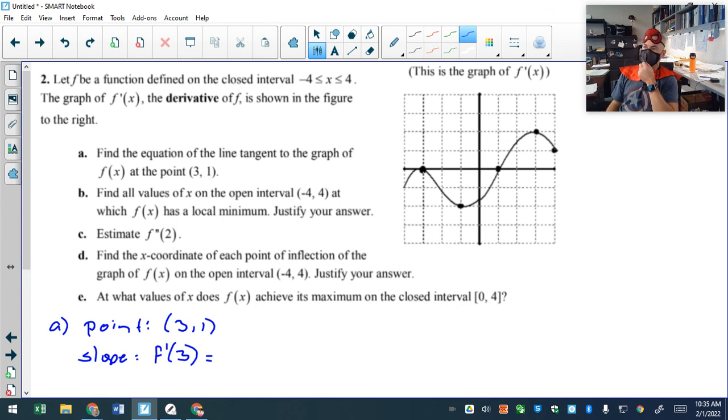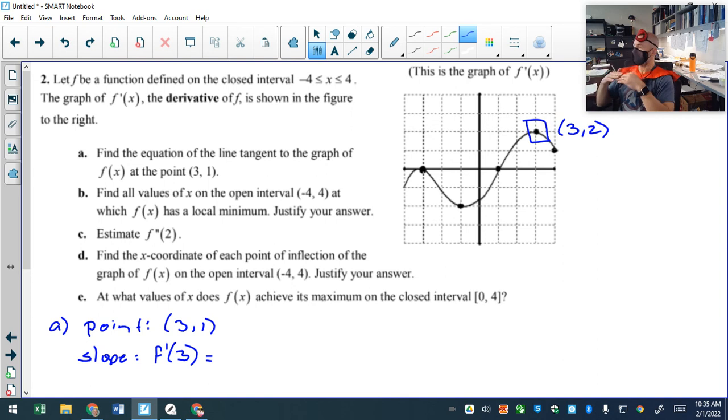Can I find f prime of 3? What is it? Be careful, there's 2 things I would expect to hear. One of them is a very common mistake. What is f prime of 3? It's 2, right? Because we are looking at the derivative, and there is very clearly a point graphed at (3, 2). So f prime of 3 is 2.